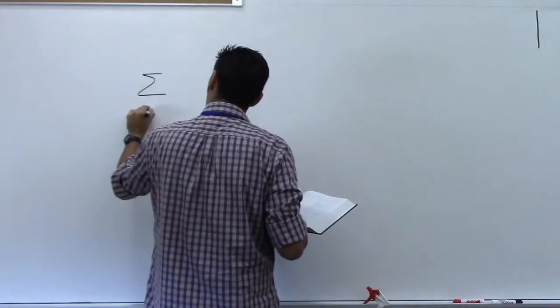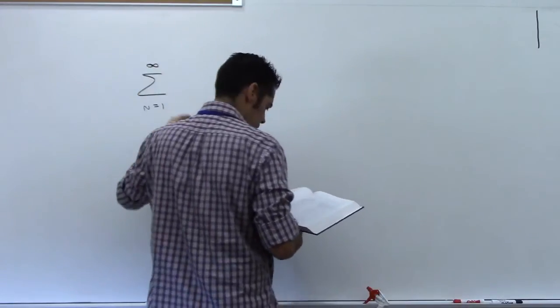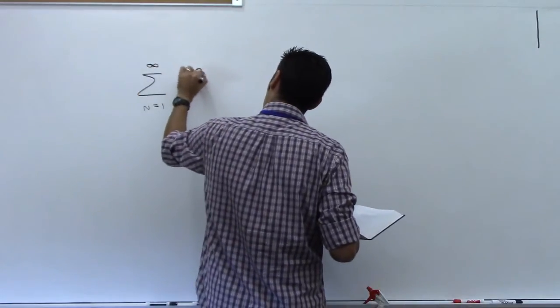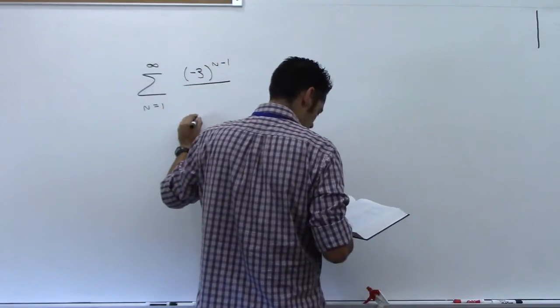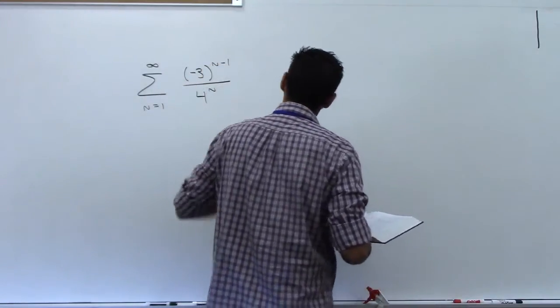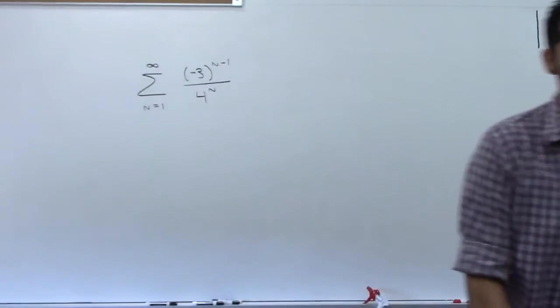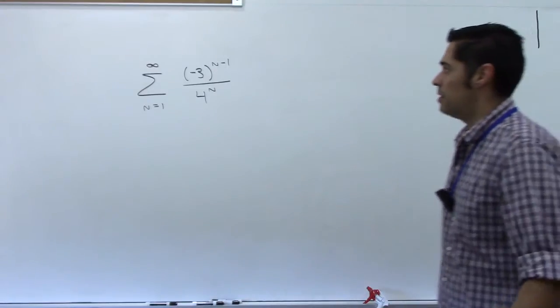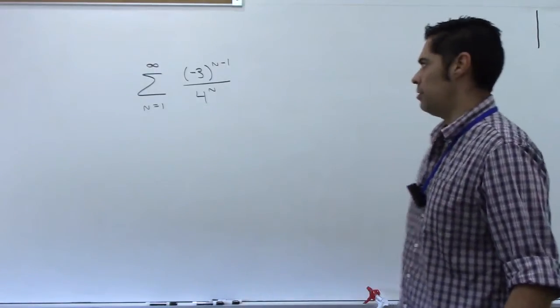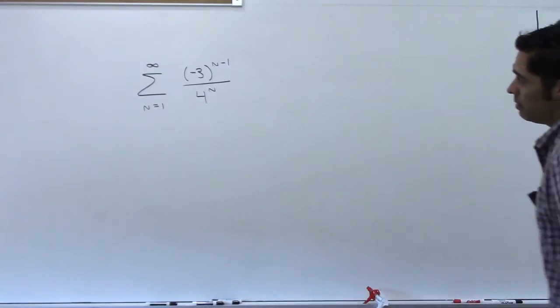They give you n equals 1 to infinity, and they give you negative 3 to the n minus 1 over 4 to the n. So they've already done a lot of the groundwork for you. They've already determined the formula. It's now up to you to see if this is geometric, which you know because they told you it's geometric. You just have to figure out if it converges.